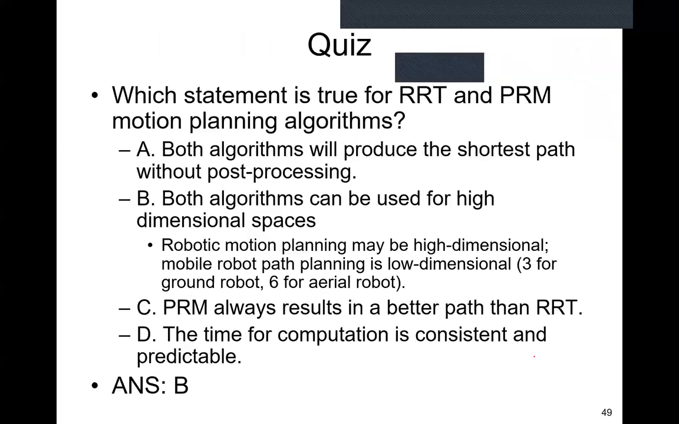So here's the quiz. Which statement is true for RRT and PRM algorithms? So both algorithms will produce the shortest path without post-processing. That's wrong. Even with post-processing, it's still wrong. So yeah, I can make it stronger.